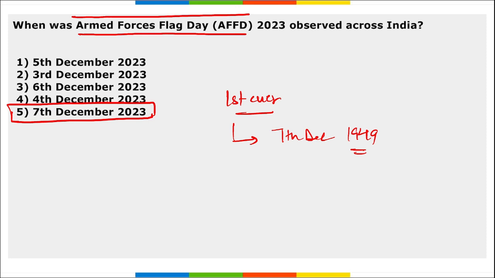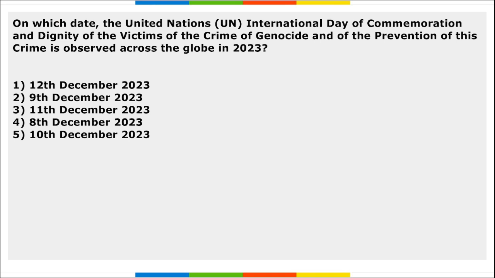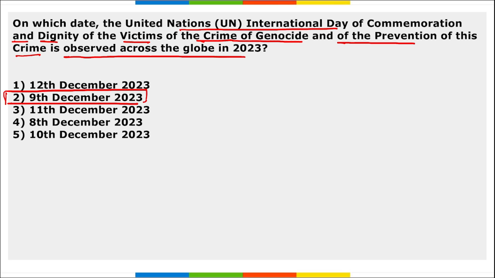Next, on which date is the UN International Day of Commemoration and Dignity of the Victims of the Crime of Genocide and the Prevention of this Crime observed across the globe in 2023? It is on 9th of December. Correct? And remember, this year 2023 marks the 75th anniversary of the adopting of the Genocide Convention.